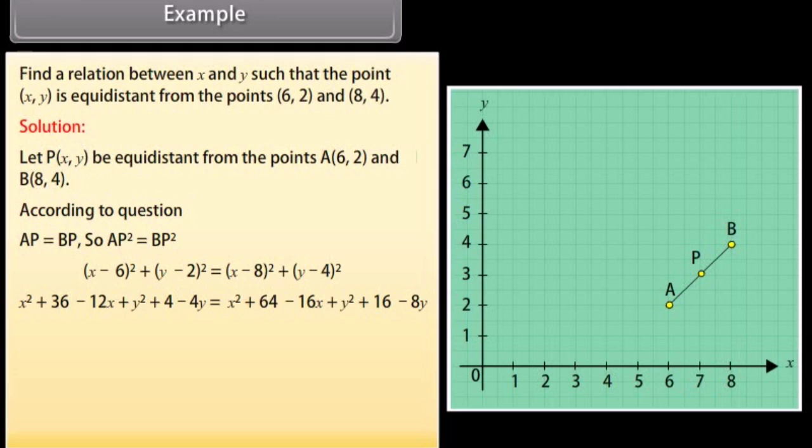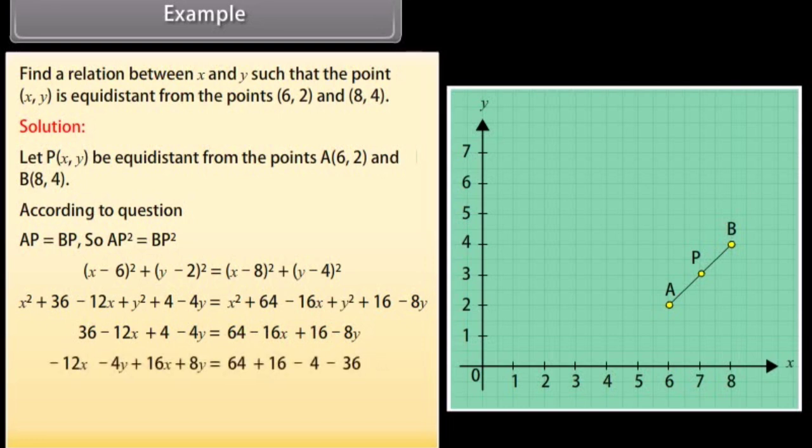4y equals x square plus 64 minus 16x plus y square plus 16 minus 8y, which is equal to 36 minus 12x plus 4 minus 4y equals 64 minus 16x plus 16 minus 8y, which becomes minus 12x minus 4y plus 16x plus 8y, which equals 64 plus 16 minus 4 minus 36, equal to 4x plus 4y is equal to 40, which is equal to x plus y, which equals 10.